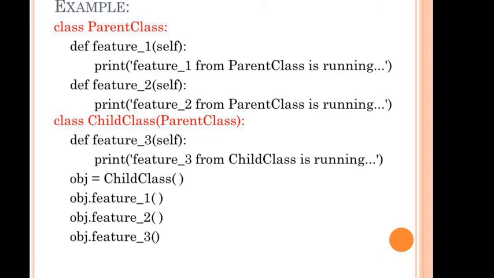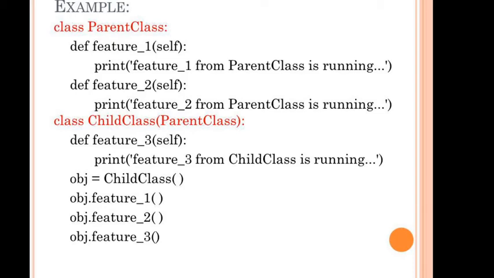In this class we write one method, called feature_1. This method or function is defined in Python by using the def keyword. So def is a keyword and feature_1 is a method. In this method we are just writing one print statement, which simply prints the message feature_1 from the parent class is running.